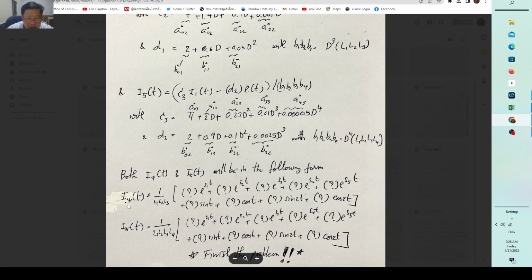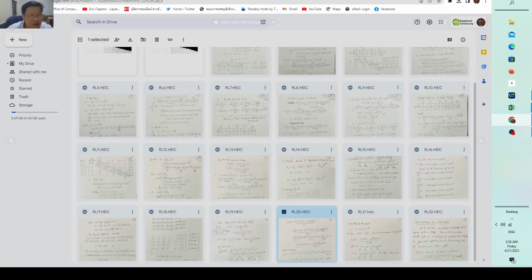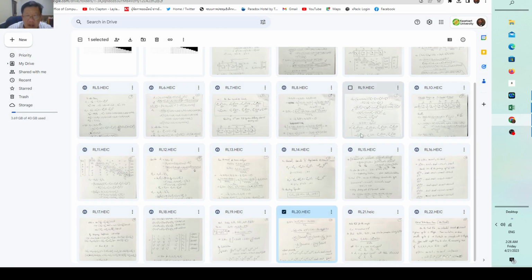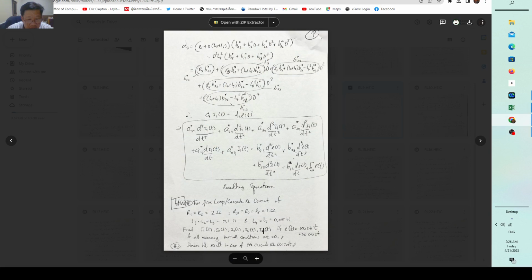Okay, for both I sub 1, the same formula, but a different coefficient. And this coefficient can be substituted to get the numerical value. So, coming up to this point, you should be able to finish this assignment completely. Okay, this assignment you should be able to finish completely.